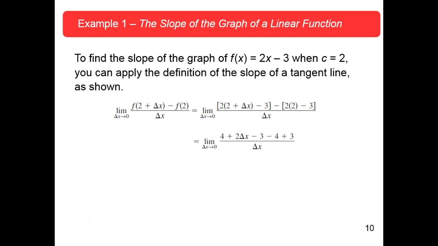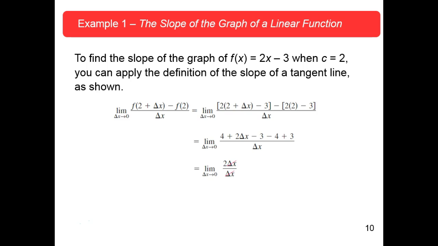4 plus 2 delta x minus 3 minus 4, and they took out the parentheses early, made this a minus 4, and minus a minus 3 is plus 3. So they sort of snuck that in there on you, but it's legal. And then, at this point, you can look at this and say 4 minus 4 is 0, minus 3 plus 3 is 0, so you now have just the limit of 2 delta x over delta x.